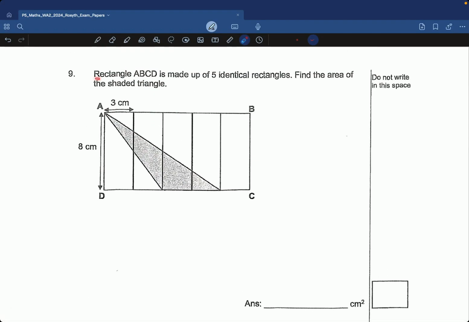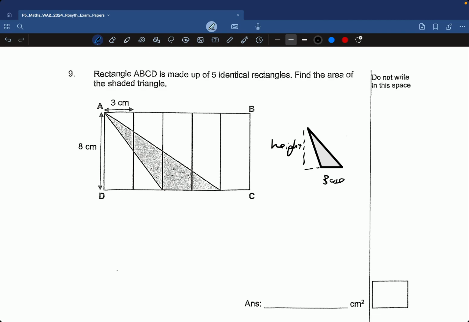Question 9. Rectangle ABCD is made out of 5 identical rectangles. Find the area of the shaded triangle. Okay, so to recap again, we have a triangle that looks like this. Or I can just draw it like this. Usually you have your base, and then you have your height. Once we know the height and base, we can get the area of the shaded triangle.